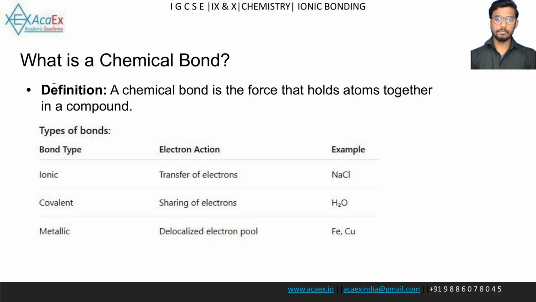What is a chemical bond? A chemical bond is the force that holds atoms together in a compound. There are three main types of bonds. Ionic bonds involve the transfer of electrons, as seen in sodium chloride, NaCl. Covalent bonds involve the sharing of electrons, as seen in water, H2O. Metallic bonds involve a pool of delocalized electrons, as seen in metals like iron, Fe, and copper, Cu.